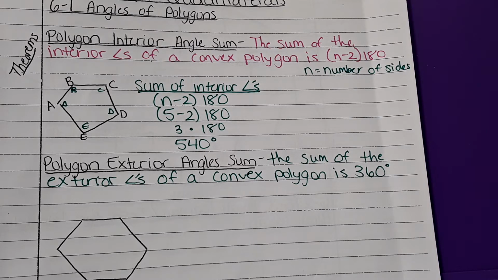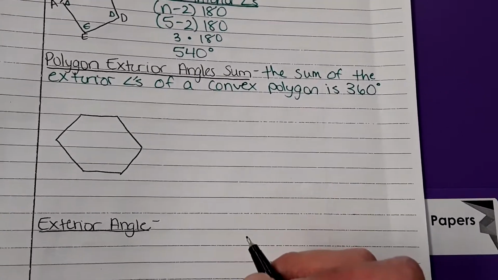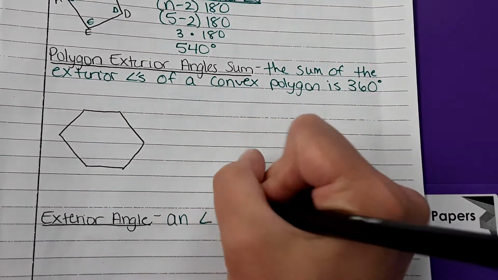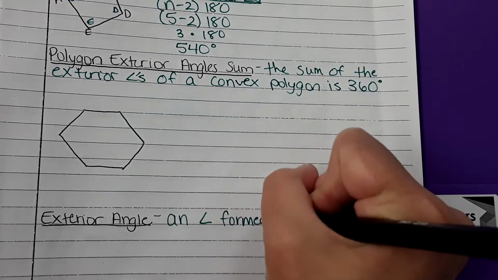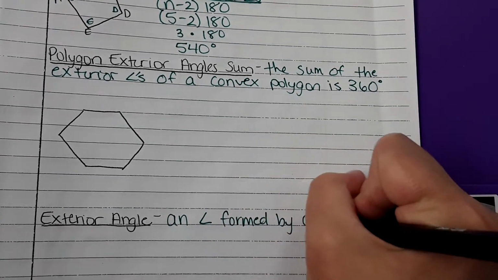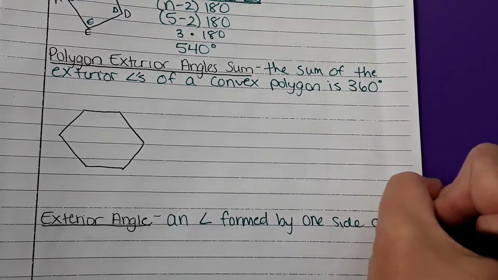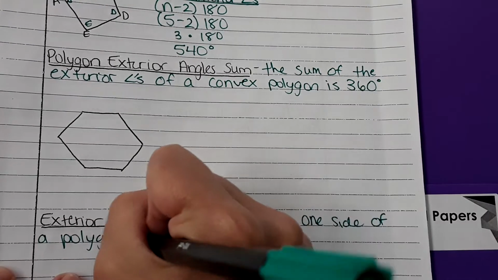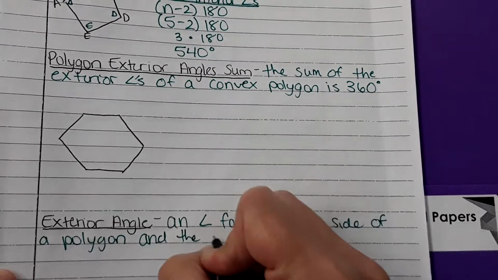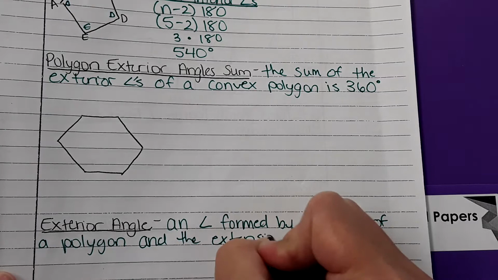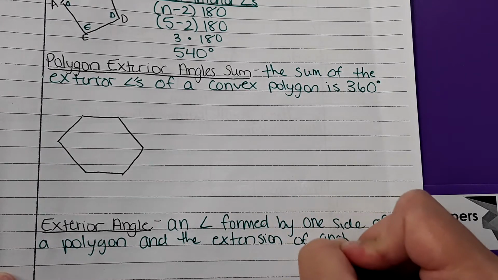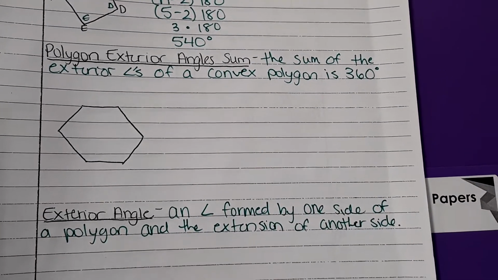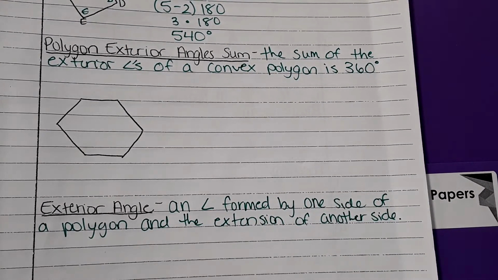What is an exterior angle? So I'm going to jump down here and fill in this definition, and then I'll show you what it is. It's an angle formed by one side of a polygon and the extension of another side.